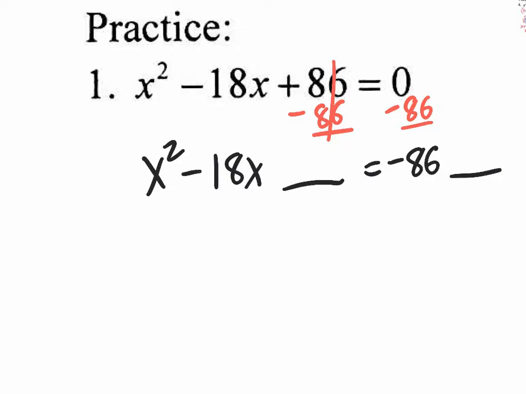So I need a perfect c value. What's my perfect c value going to be? 81. How did you get that perfect c value? You took your b value, the negative 18, and you divided it by 2. What's negative 18 divided by 2? Negative 9. And then negative 9 squared, you square it. What's negative 9 squared? Positive 81. So we need to put a plus 81 right here and a plus 81 right there.